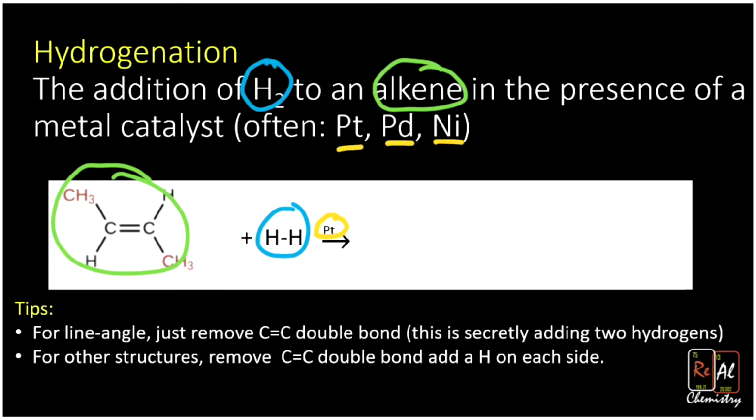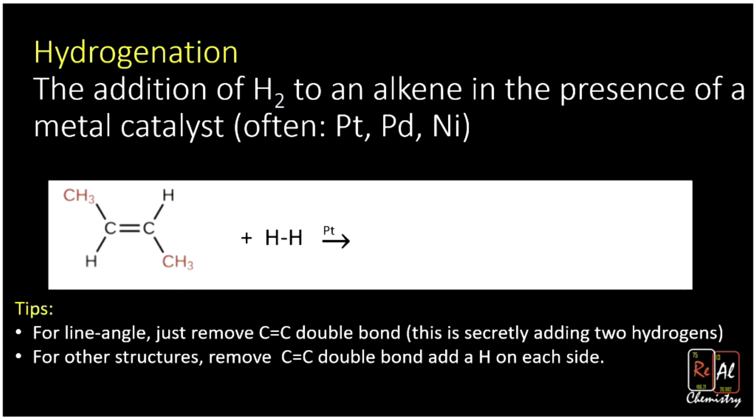Okay, so how do we predict those products? Well, here's two tips. For line angle structures, like we saw in the last slide, just remove the carbon-carbon double bond. Secretly, this is adding two hydrogens. For other structures, we have to remove the carbon-carbon double bond and explicitly show the hydrogen adding onto each side. Remember that our bond here is made of electrons. So what happens is those electrons go out and grab these hydrogens. And we eventually will get one hydrogen on one side of the double bond and one hydrogen on the other.